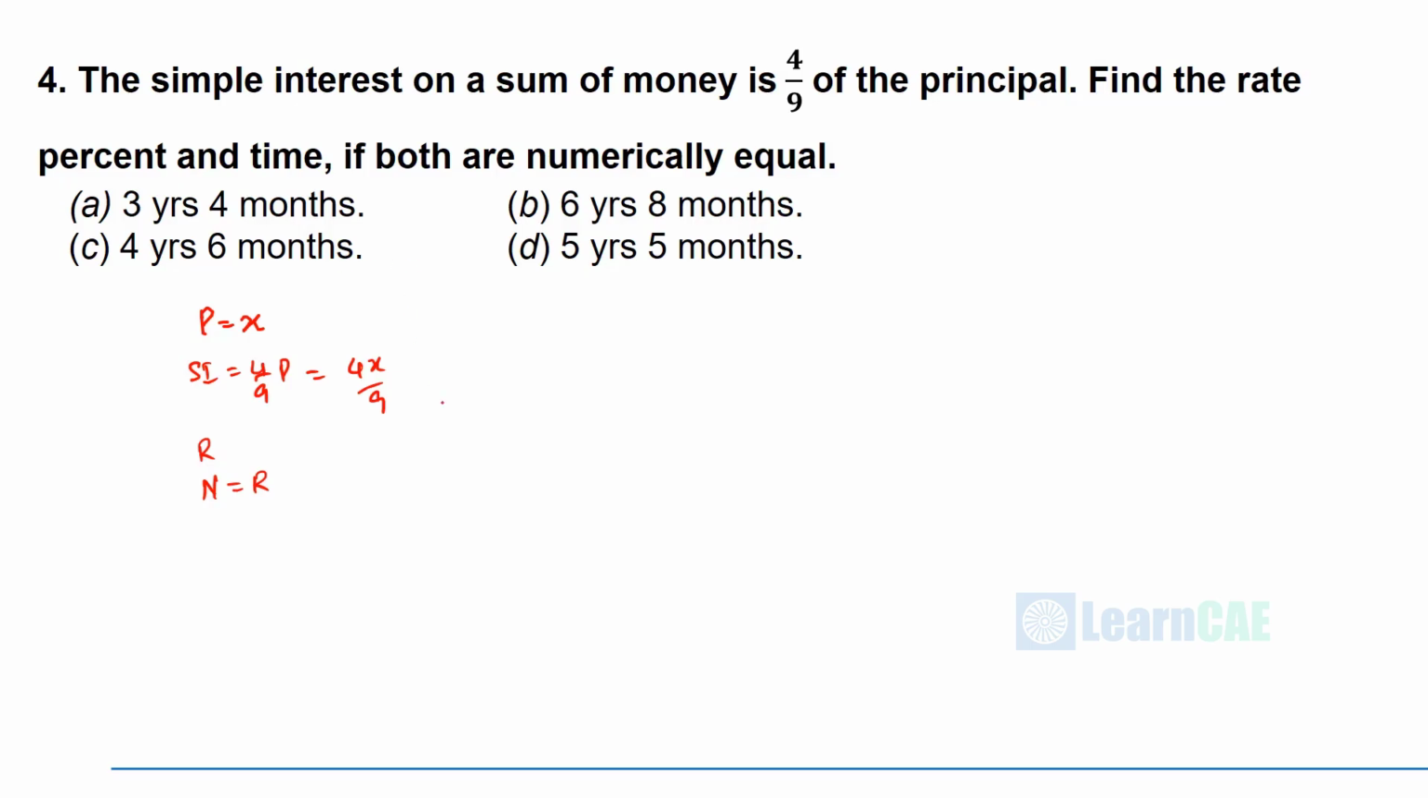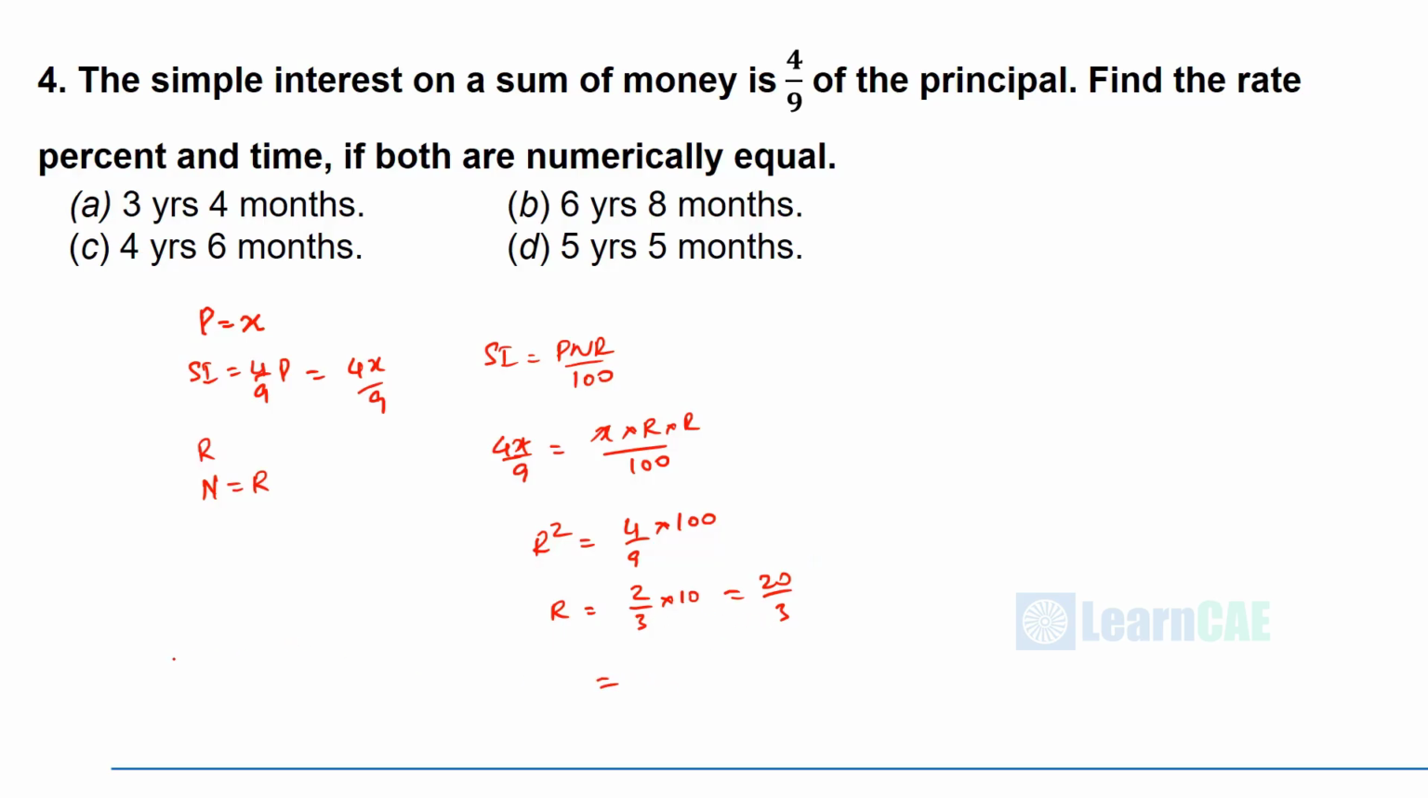Now we shall calculate the values. We know simple interest is equal to PNR by 100. We shall substitute the values. Simple interest is 4x by 9, which is equal to x into, here N is equal to R, so R into R divided by 100. So x will get cancelled. So R square will be equal to 4 by 9 into 100. Therefore R will be equal to the square root of these terms, 2 by 3 into 10, which is equal to 20 by 3.